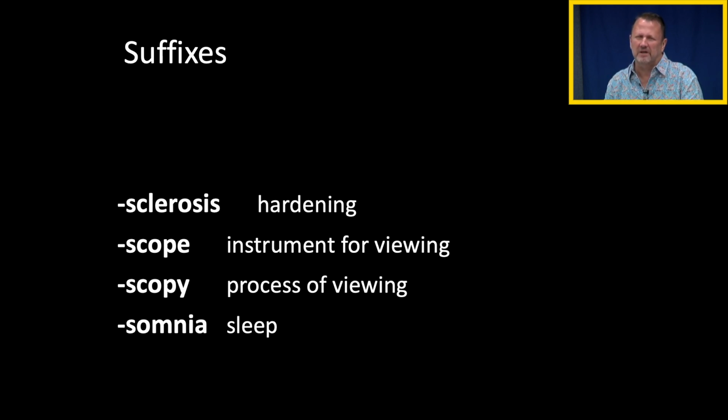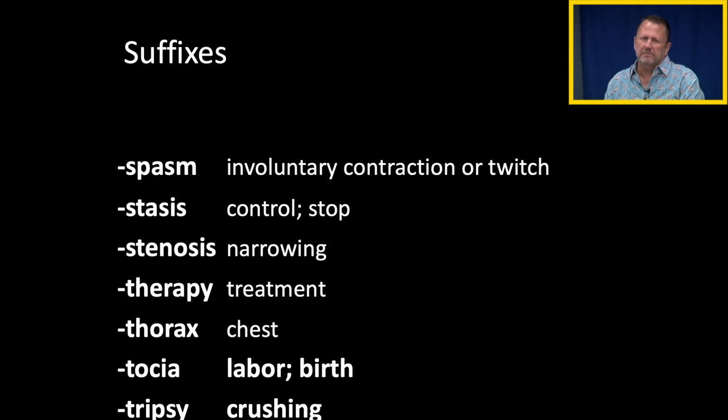A scope is some kind of instrument for viewing, like a telescope, tele, across, to look across; micro, to look at something very small; endo, to look at something inside of the body, endoscope; laparoscope, laparo meaning into the abdominal cavity to see, right? Or a laparoscopy, to look inside the abdomen. Somnia means to sleep, and so somebody who has hypersomnia has excessive sleep. Spasm means some kind of involuntary contraction or twitch.